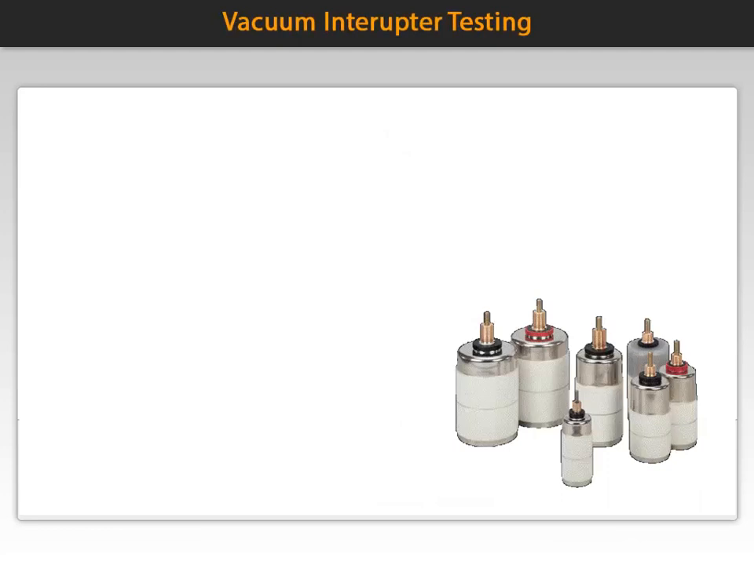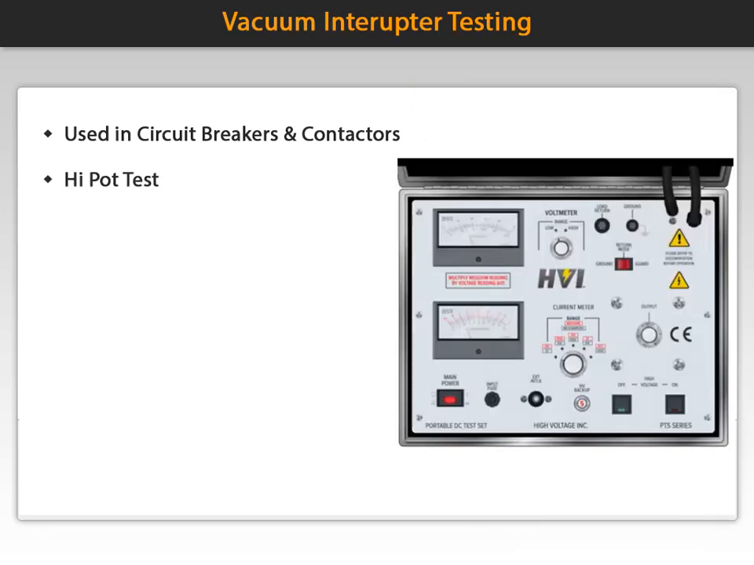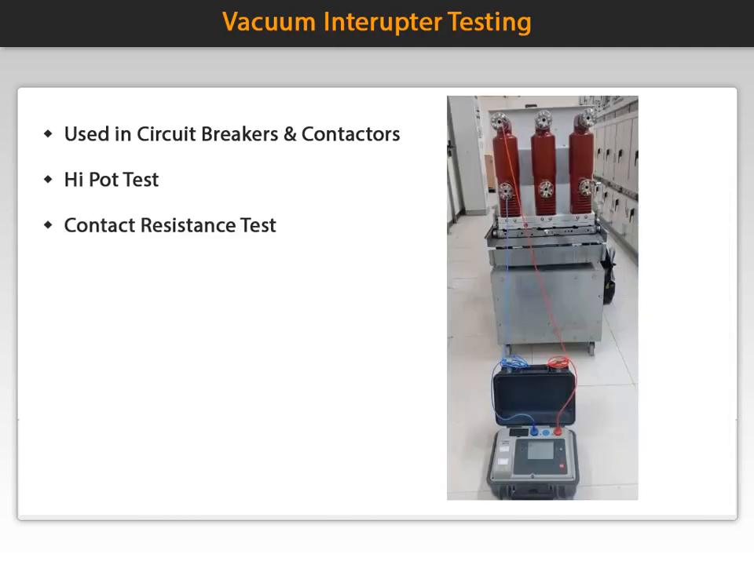Vacuum interrupters have been in use since the 1980s to replace air contacts in circuit breakers and low voltage and medium voltage contactors. Many of these components are still in service today. Conventional testing on these devices includes a high-pot test to examine the dielectric strength of the device and a contact resistance test to determine the health of the contacts. We reviewed these tests previously in this lesson.